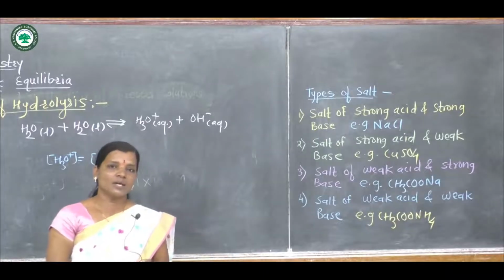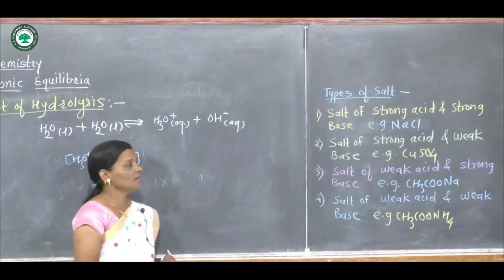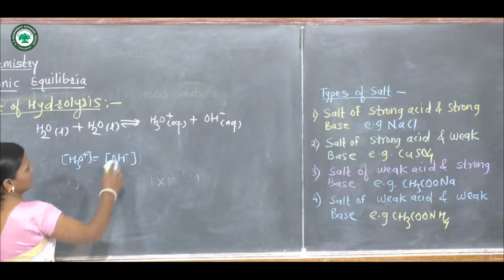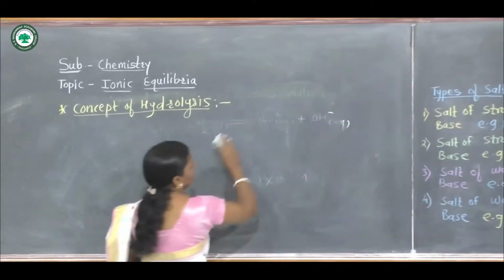Now let us see what the pH of these solutions is, that is, for these types of salt. Let us see one by one. Consider the salt of a strong acid and a strong base.